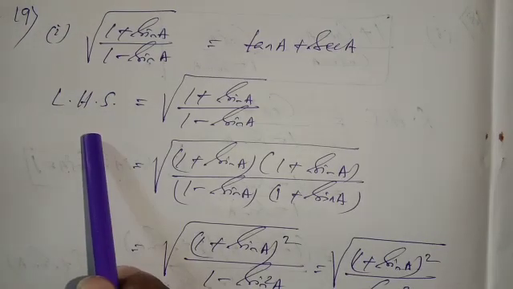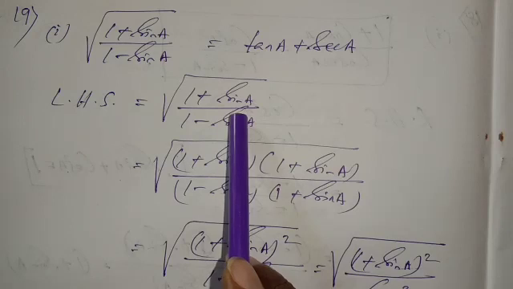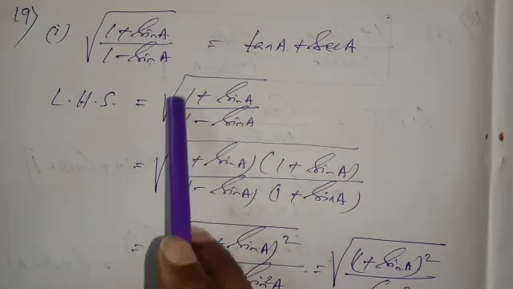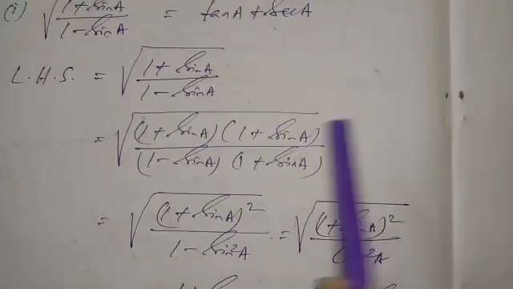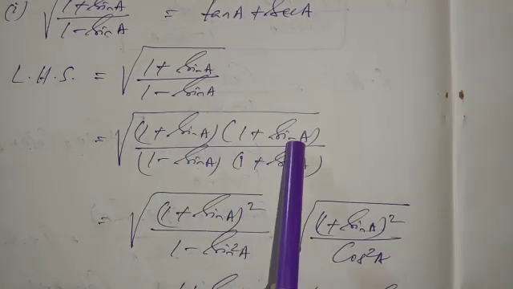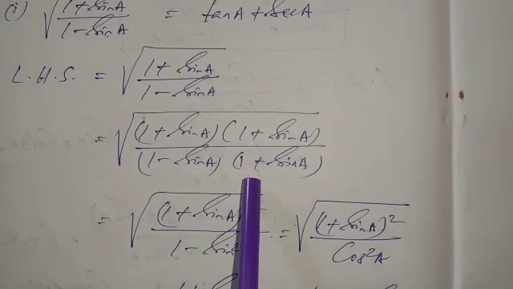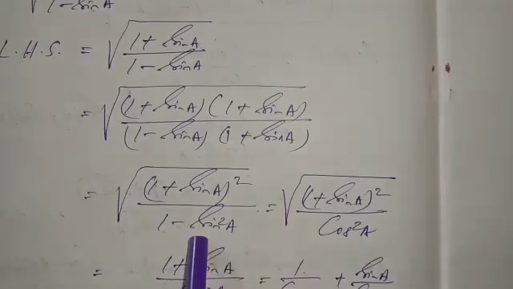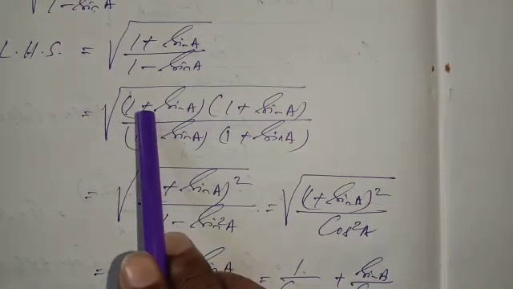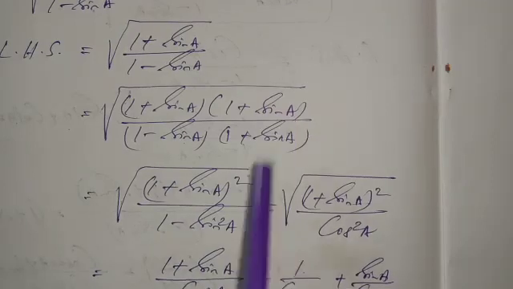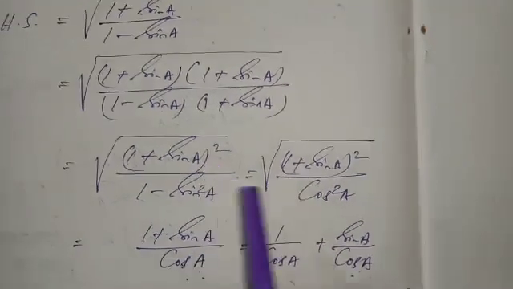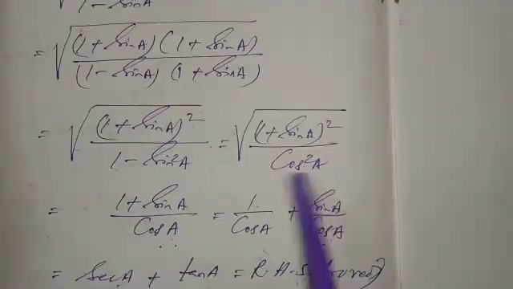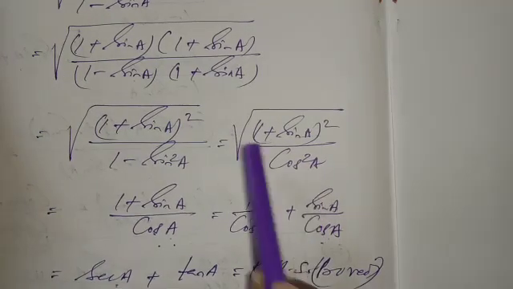First of all, write the left hand side: root over 1 plus sin a by 1 minus sin a. Rationalizing the denominator, multiply 1 plus sin a in both numerator and denominator. 1 minus sin a into 1 plus sin a will be 1 minus sin square a. The numerator will be 1 plus sin a whole square. As you know, the formula for 1 minus sin square a is cos square a. Now, this root will vanish.